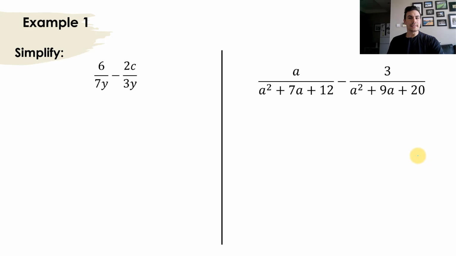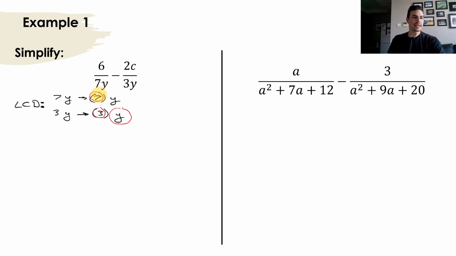Let's get into our examples here. Okay, so for our first example here on the left, what is our least common denominator? So let's look at each one of our denominators individually. We've got 7 times y and 3 times y. Those can't really factor. It's just 7 times y and 3 times y.